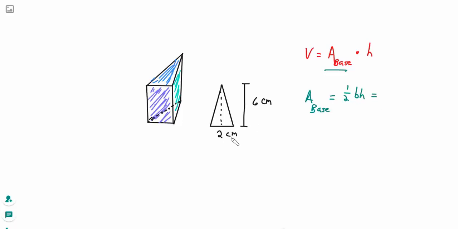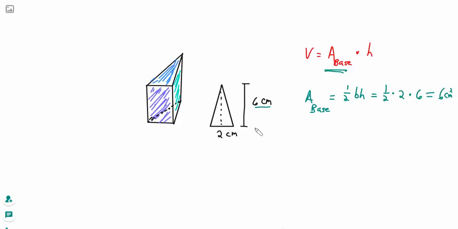So what's our base? It's a 2. So we have 1/2 times 2 times our height, which in this case is given to us. It's 6. All right, so what's 1/2 times 2 times 6? Well, 1/2 times 2 would be 1. 1 times 6 is 6. So it's 6 centimeters squared, right? All right, so that's the area of the base.